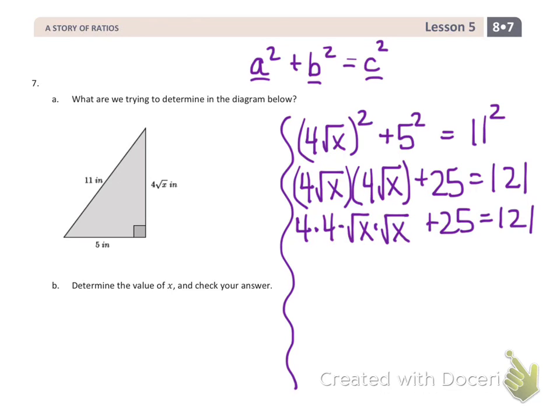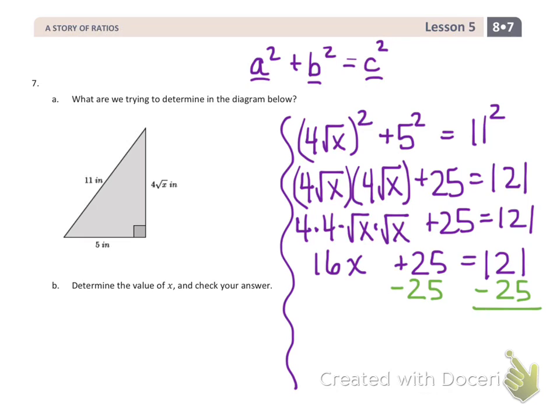All right, so what is 4 times 4 is 16, and the square root of x times the square root of x is the number x, right? Because it's the number that multiplied by itself to get x. So square root of x times the square root of x is x. So I've got 16x plus 25 is equal to 121. So I've not used one single property of equality yet, but I'm going to now. I'm going to subtract 25 from both sides of that equation.